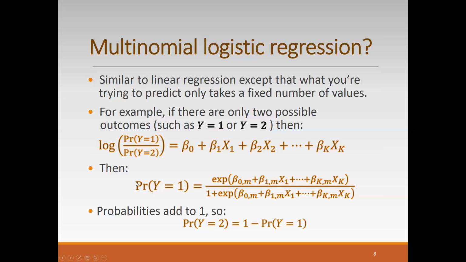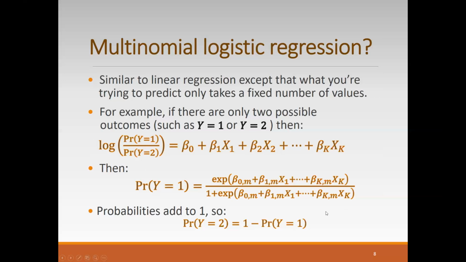Then to extract the probability of the first outcome, we would apply this formula, and then because the probabilities add to 1, we can work out the probability of the second outcome as being 1 minus the probability of the first outcome.